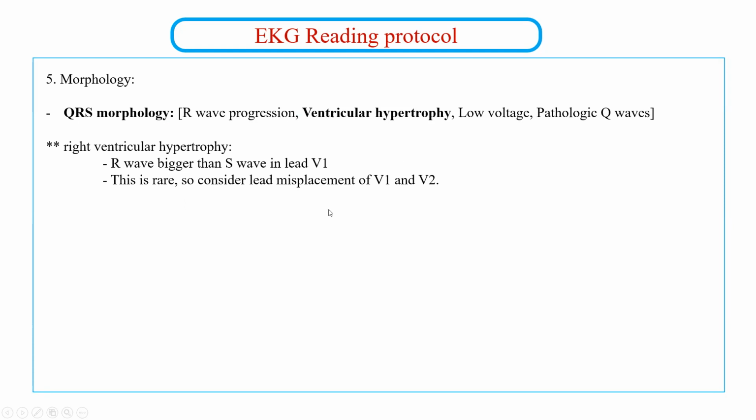So if you see this pattern, that the R wave is bigger than the S wave in V1, consider lead misplacement of V1 and V2. Sometimes we misplace them, V1 in place of V2 and V2 in place of V1, so V1 will show the picture of V2, where the R wave is a little bit longer. But if you are sure that there is no lead misplacement, there are some features supporting right ventricular hypertrophy. For example, right axis deviation and right atrial enlargement.